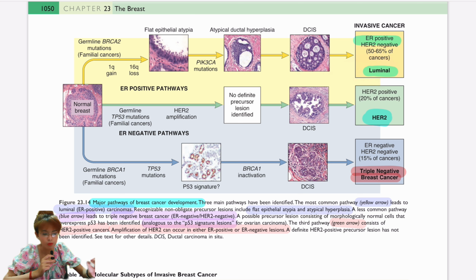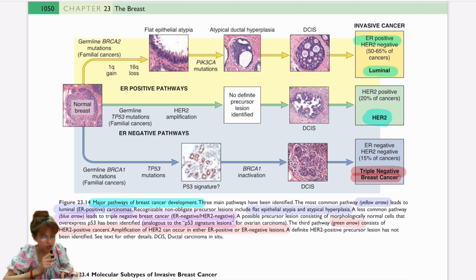Very important MCQ point, this part is very confusing. Okay. If you talk about the triple negative breast cancer, then which is the precursor lesion? It is the p53 signature lesion. And of course DCIS is present in all three of them. First it will get converted to DCIS, and then from there you will have the invasive carcinoma. I have already told you about the sequence earlier, but the point I'm trying to make here is which are the precursor lesions. So in triple negative breast cancer the precursor lesion is the p53 signature, but if you talk about the HER2 neu cancer, there is no definite precursor lesion identified.